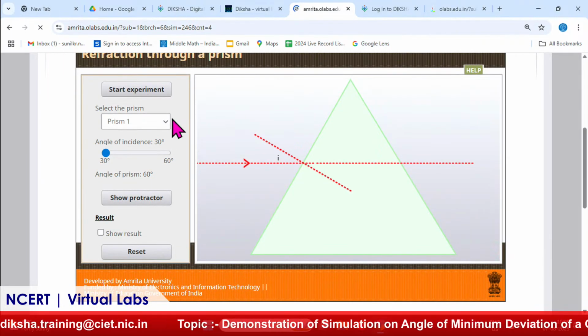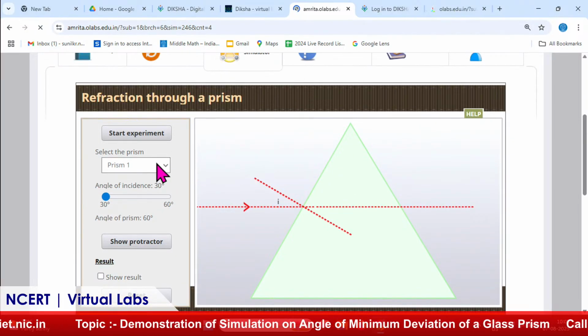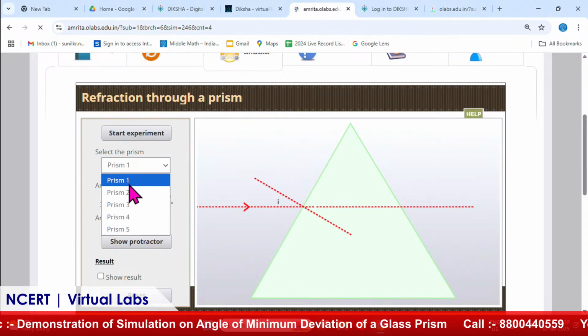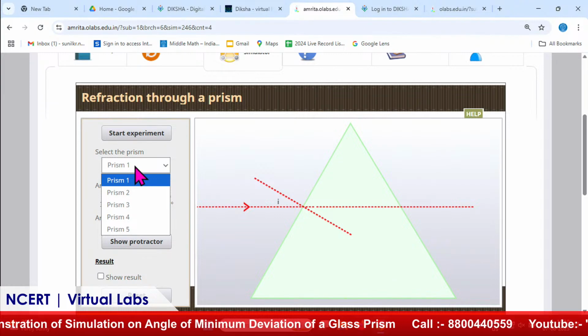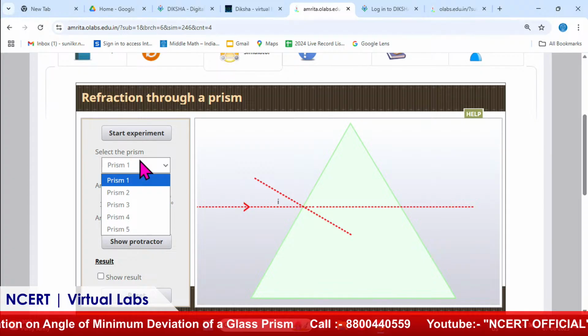Start experiment. So, first you have to click on start experiment. There are plenty of prisms: prism 1, prism 2, prism 3. That means all different kinds of prisms have a different refractive index. Some can be made up of plastic, some made up of any transparent medium, like glass.